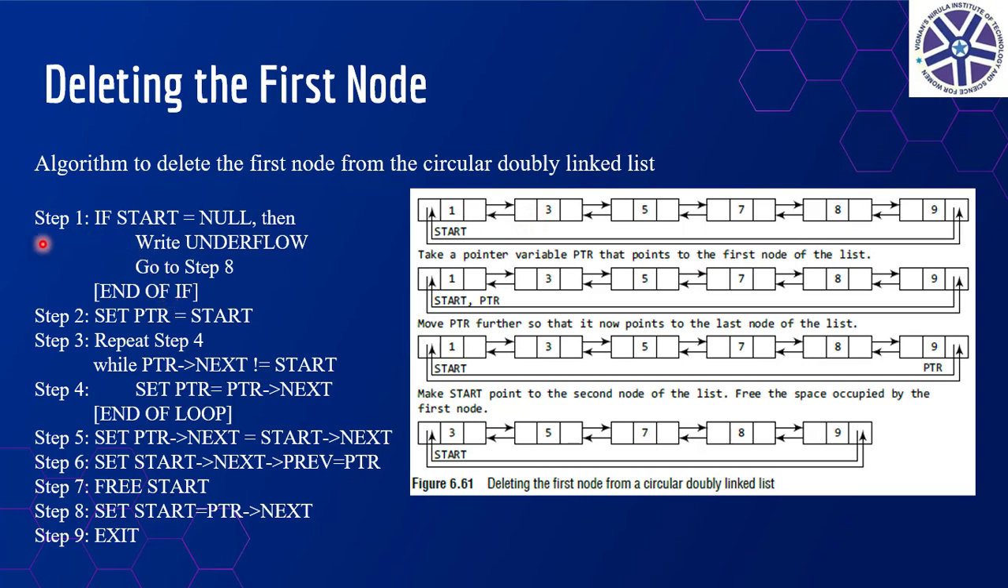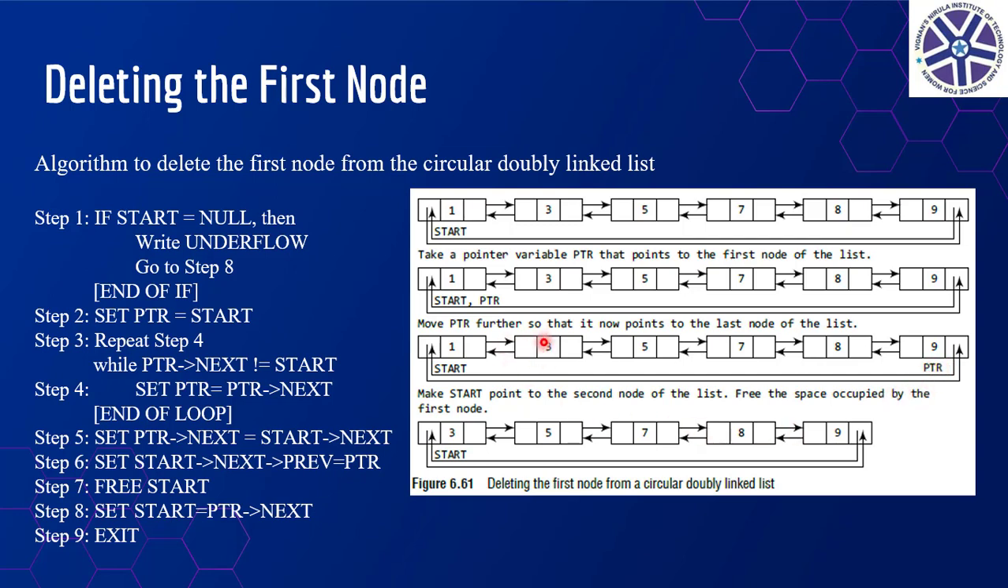Since this is a deletion, we need to check for underflow, and since there is no underflow, we now take this PTR, a temporary variable, because we need to address the last node. We need to connect the last node with the second node. That's why we need PTR here. So after step 3, your PTR will be here, and now we need to connect this PTR to this node.